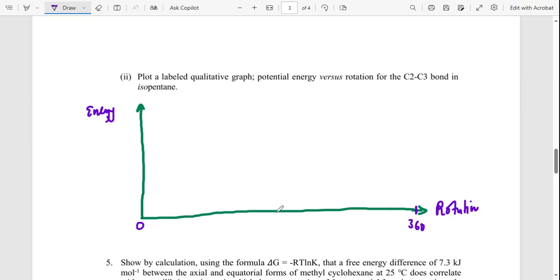Half of 360. Okay, we are moving in 60s, isn't it? How many 60s are in 360? That is 6, right? So divide here. Hope that's the middle.